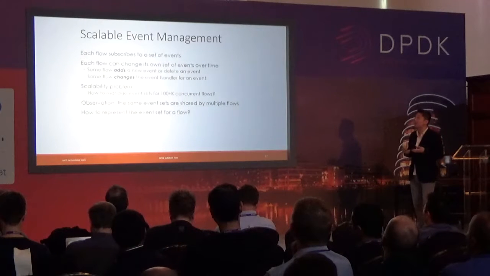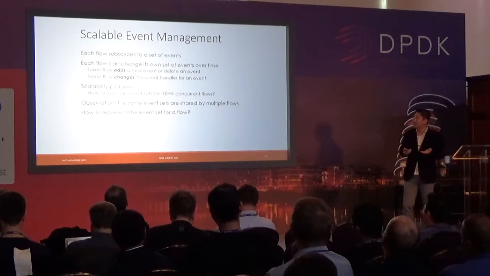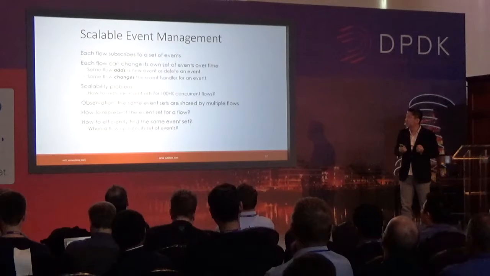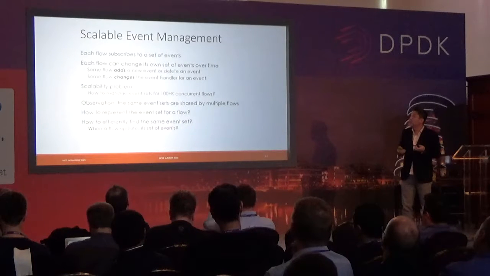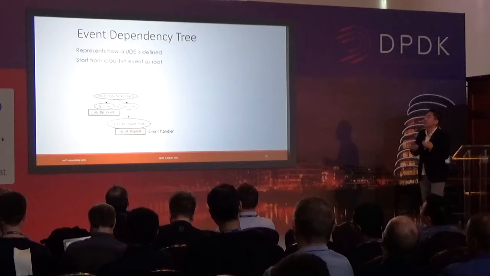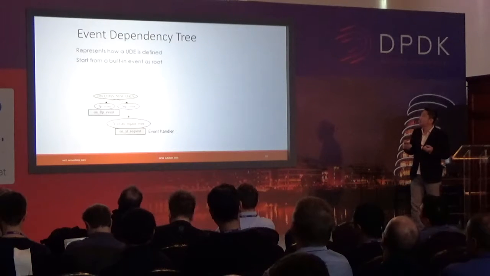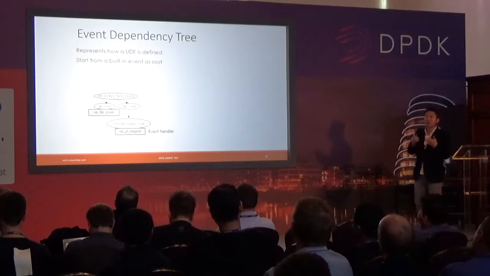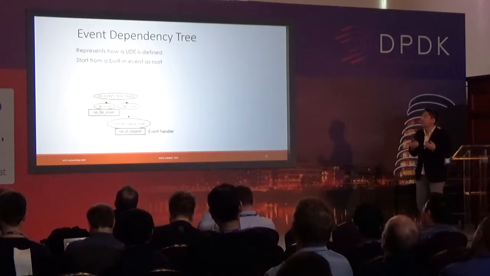But then how to actually represent the event set for a flow, and how to efficiently find the same set? That's the key to solving scalable event management. So here's how we represent an event. We call this the event dependence tree.